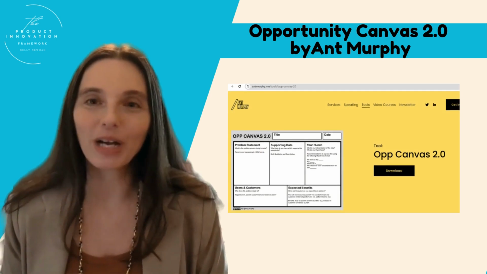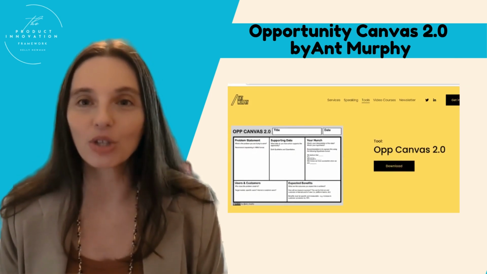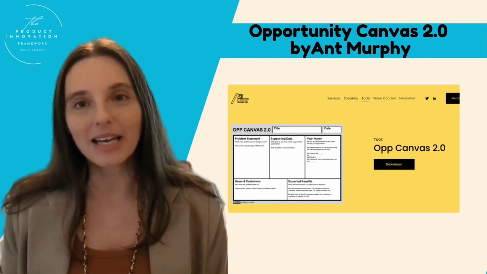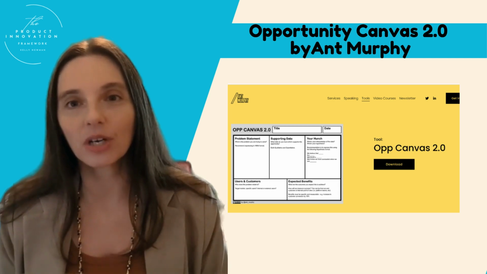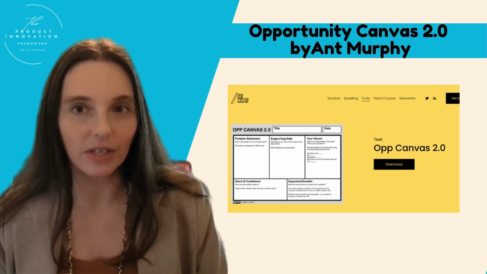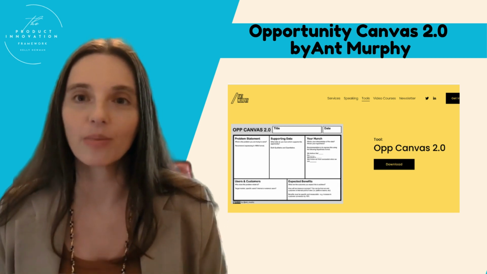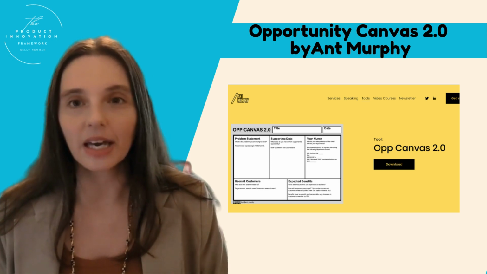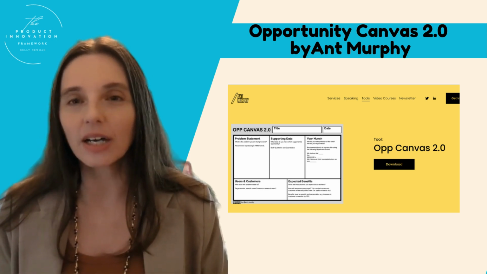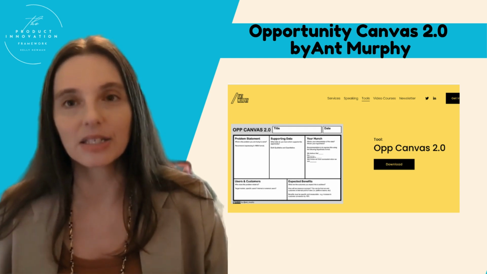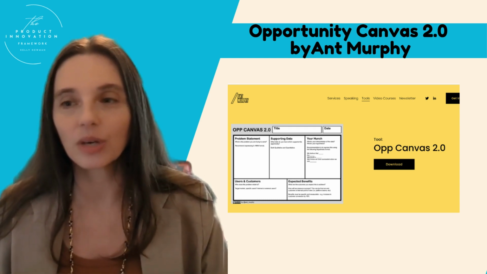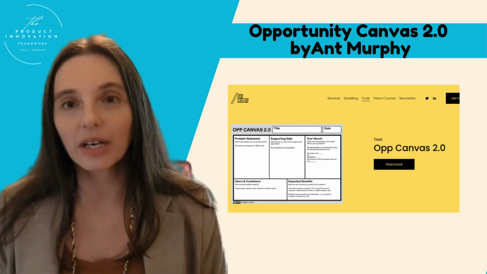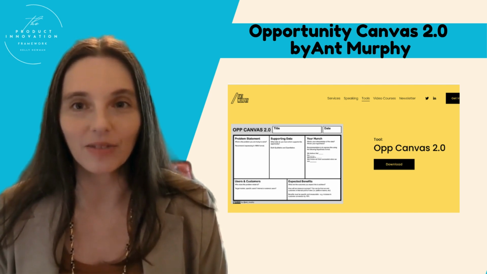And the last tool I'm going to recommend to you today is Ant Murphy's Opportunity Canvas 2.0, or what I like to call the mini canvas. With the mini canvas, you get just a streamlined version of Jeff's opportunity canvas that focuses on those key components that I talked about earlier in the video. It's quick, it's easy, it gets straight to the point. And so when you're really not trying to spend a lot of time digging into the idea, it helps you get that sense of feeling without just going with your gut. So definitely take a look at Ant Murphy's website and his opportunity canvas.